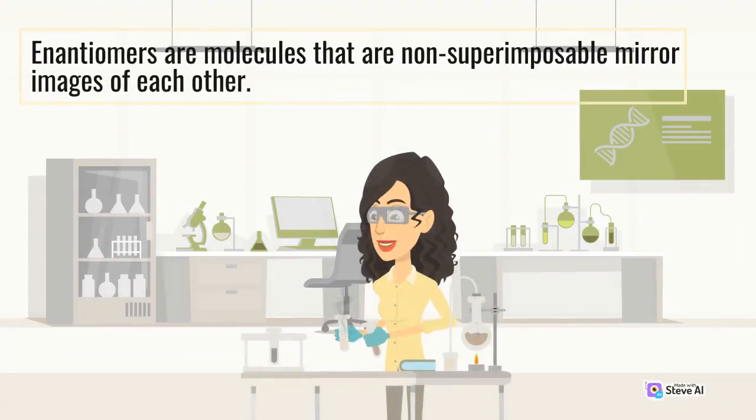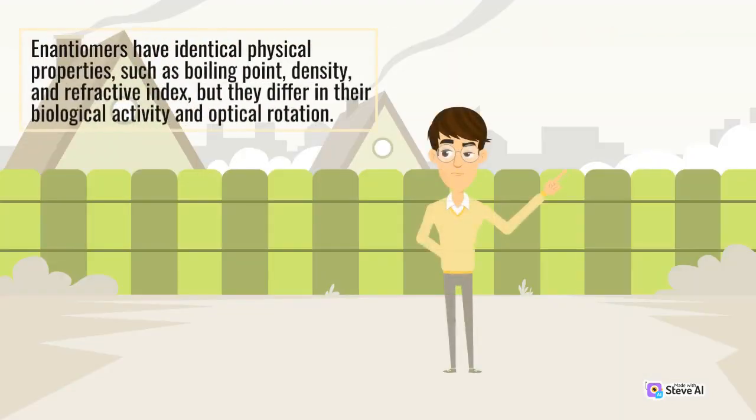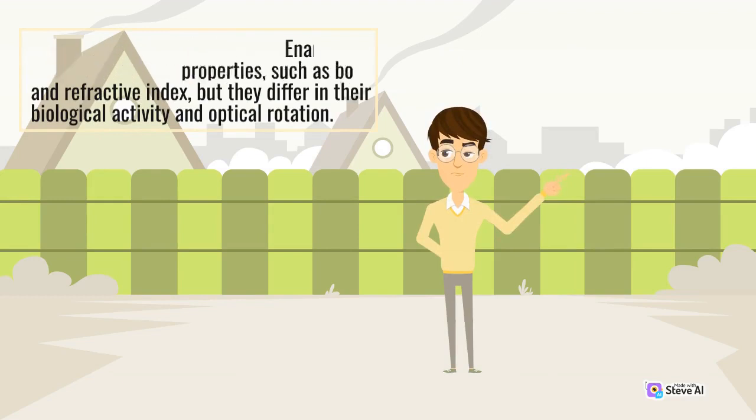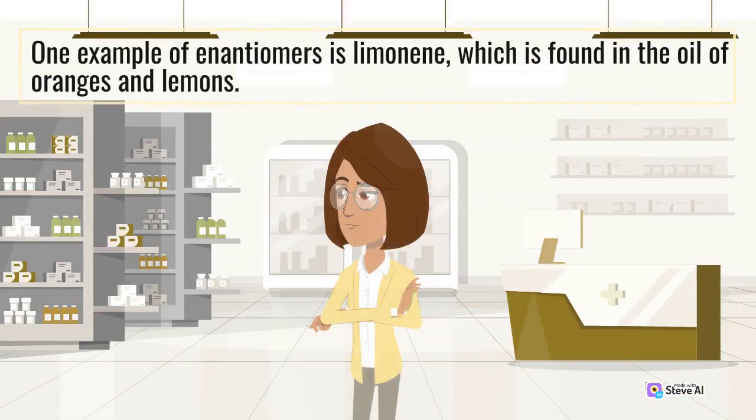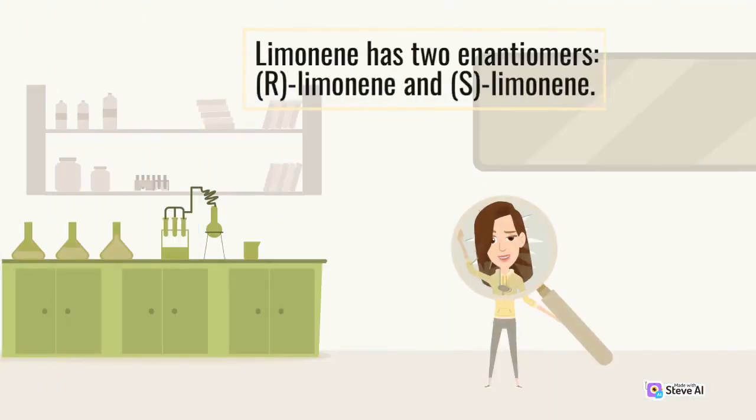Enantiomers are molecules that are non-superimposable mirror images of each other. Enantiomers have identical physical properties, such as boiling point, density, and refractive index, but they differ in their biological activity and optical rotation. One example of enantiomers is limonene, which is found in the oil of oranges and lemons. Limonene has two enantiomers, R-limonene and S-limonene.